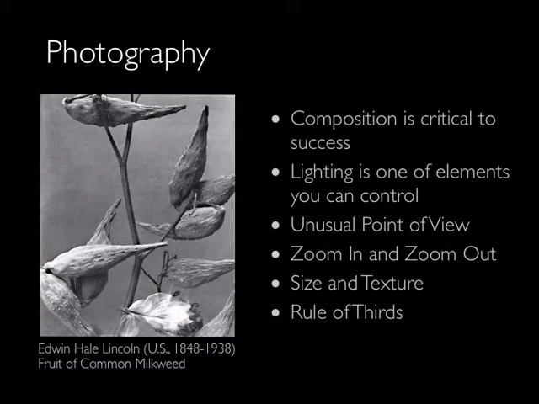So in good photography, composition is critical. Lighting is also one of the elements that you control, so think about the kind of light in the image that you're shooting. Try to have an unusual point of view. In any artwork, you want to have an unusual point of view. So try to do that. Zoom in on your subject, or zoom out if it's something where you want to have a wide shot. Size and texture are important too, showing that size and texture. And then of course the rule of thirds, which we always talk about in photography.